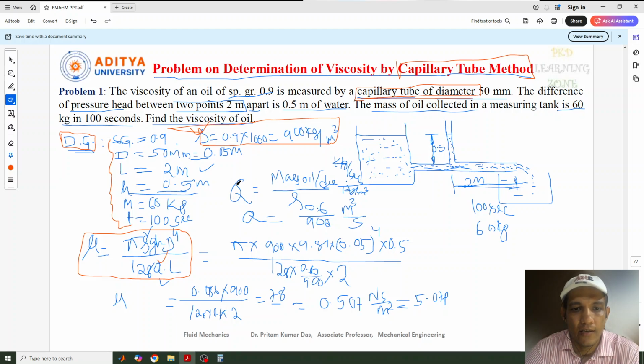And next is the discharge. We know that mass of oil per second with respect to rho, we can identify this. So once you calculate the rho and the Q value, discharge, then we just put all these values in this mu equation, and this is our final answer. So I hope you understand how to solve the problem related to this capillary tube method.